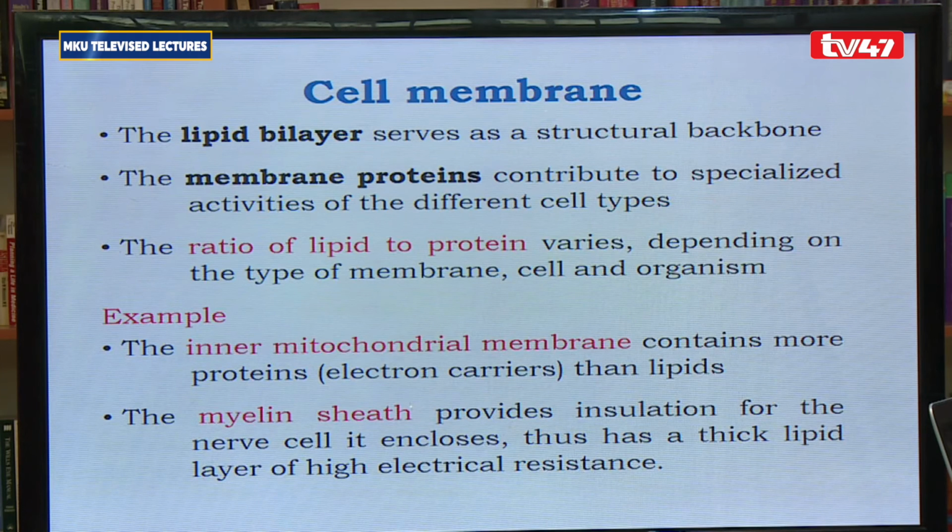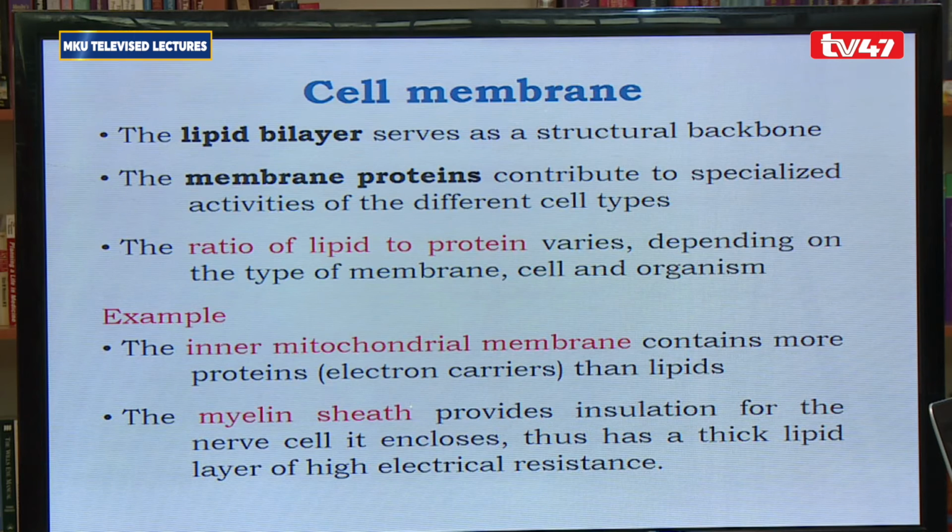So the lipid bilayer, the phospholipids, act as structural background, while the membrane proteins contribute to the specialization of the cell, meaning they control the special activities of the cell. Therefore, the ratio of lipids to protein varies depending on the type of membrane, the type of cell, and the type of organism. So what we are saying there is that the cell membrane is made up of lipids and proteins. And the ratio of the proteins and the lipids would depend on what the cell is doing, or in which organism it is in, or which type of cell it is, or even which membrane.